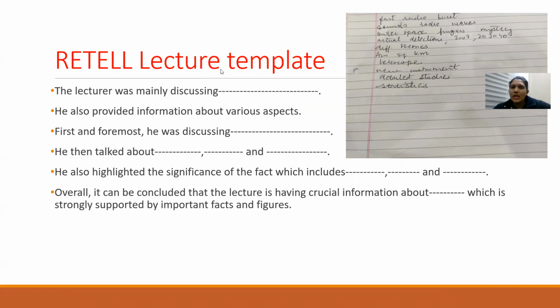The lecturer was mainly discussing fast radio burst. He also provided information about various aspects. First and foremost, he was discussing sounds, radio waves. He then talked about outer space, fingers, and mystery. He also highlighted the significance of the fact, which includes actual detection, 2007 different theories in Australian square kilometer.